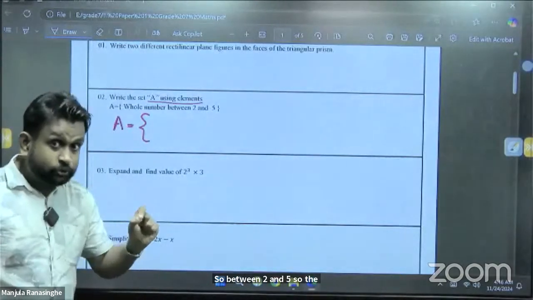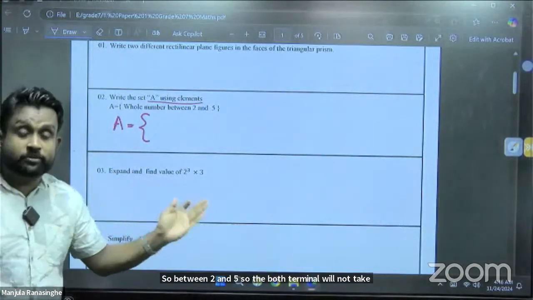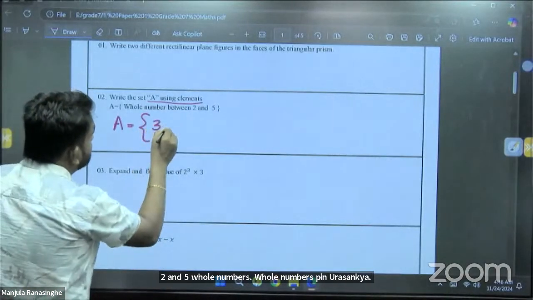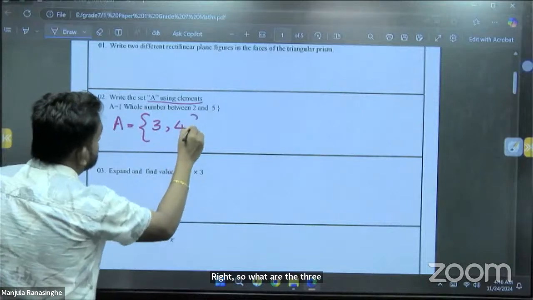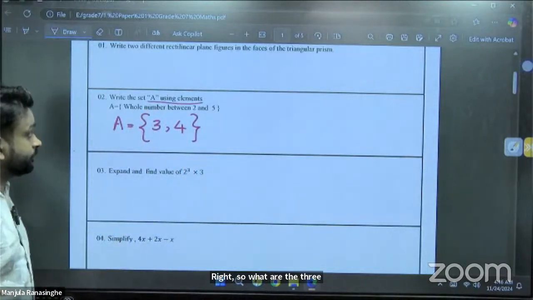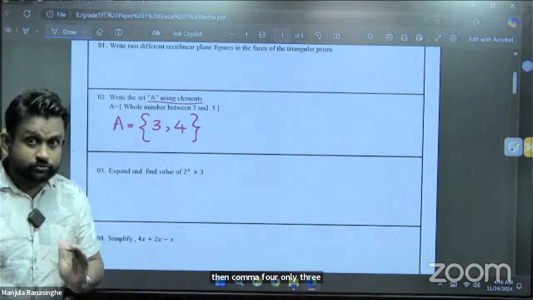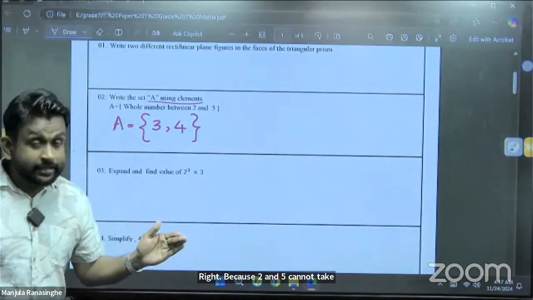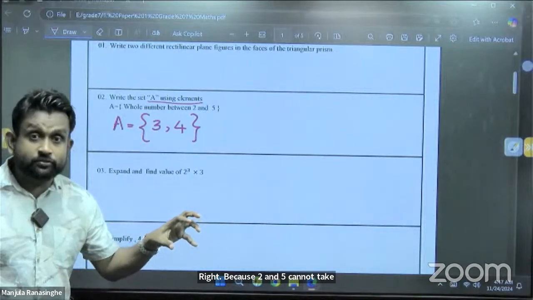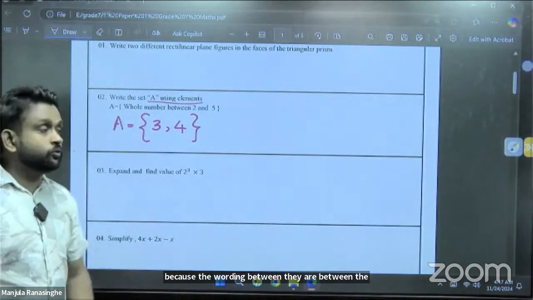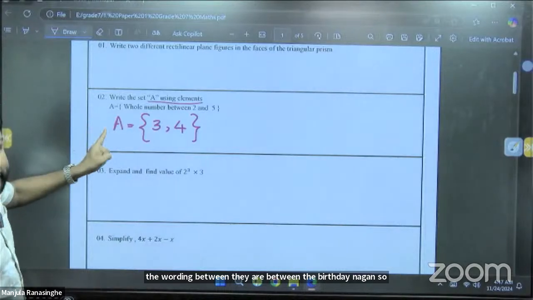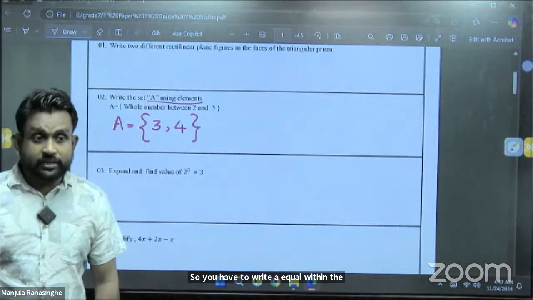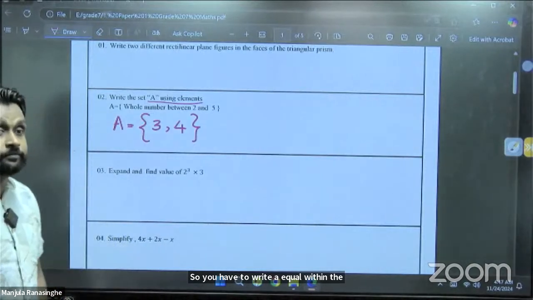We do not take both ends, 2 and 5. Whole numbers. So what are they? 3, comma, 4 only. Because 2 and 5 cannot be taken, as the wording is between them, both ends are not taken. So between them, 3 and 4 are there. You have to write A equals, within the curly brackets, the elements listed out. Okay, fine.